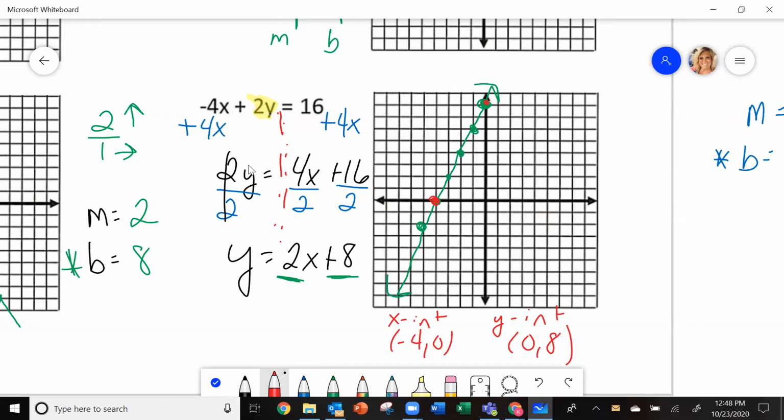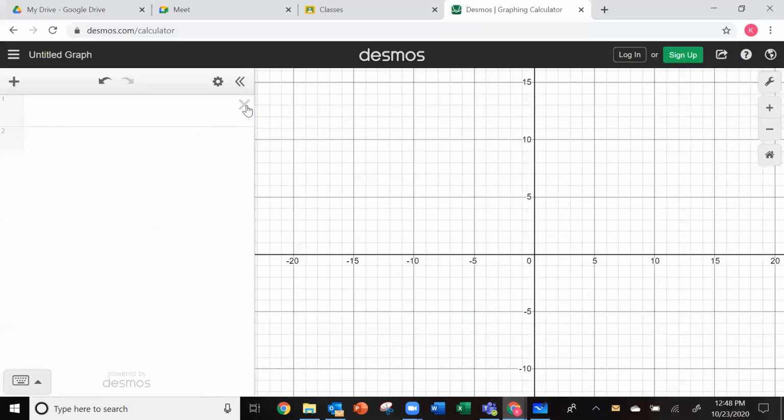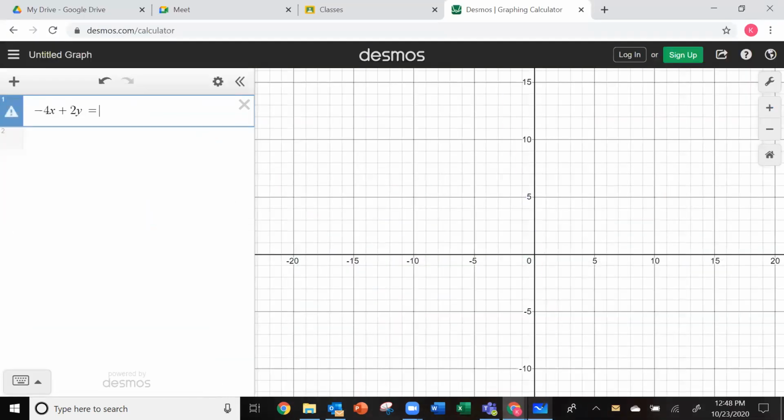So let's see, it says negative 4x plus 2y. So we'll go into Desmos. I'll click inside, negative 4x plus, isn't it plus? I already forgot. Plus 2y equals 16. So if I look here, I click and it says negative 4, 0. Yes, that's what we were looking for. And the y-intercept is up here at 0, 8. So that means that we graphed it correctly.